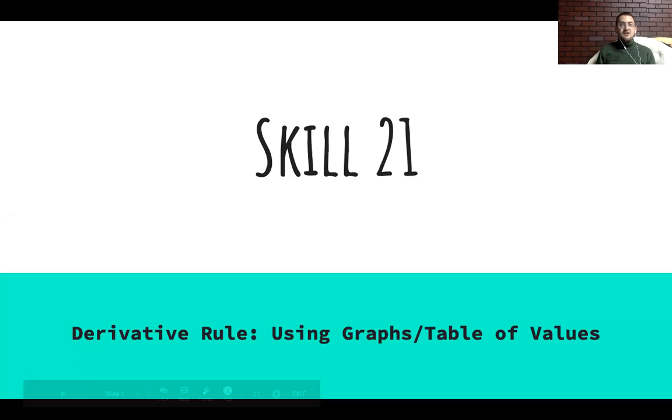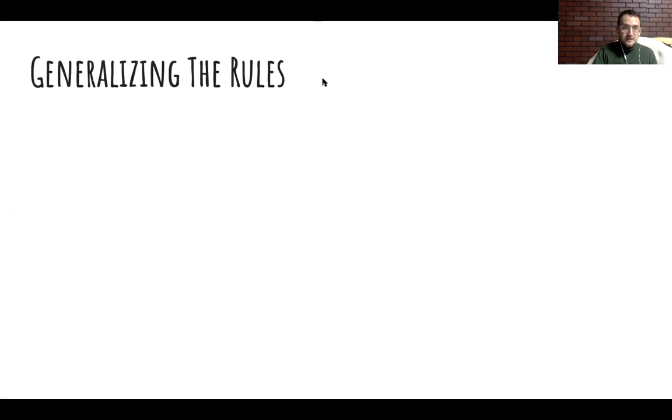Hello, calculus scholars. Today we're going to do skill 21, which is basically just looking at the derivative rules and showing you the graphs and the table of value questions. So we take away a lot of the tedious algebra work. This is a lot more conceptual. So let's generalize some of the rules here.